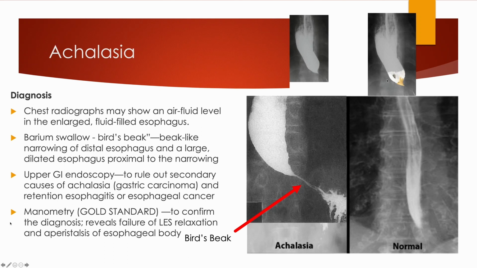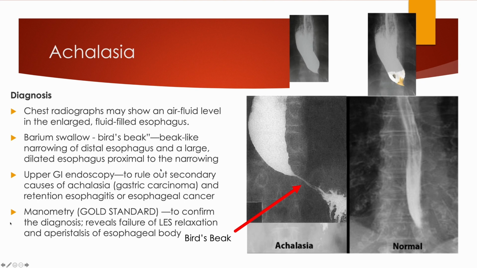But this is a really interesting Google search that I did. And so you can kind of see this looks like a bird's beak. And that's where the food or liquid is just trickling through that tight area. Other things that we do are upper GI endoscopy. And that's really to rule out other things like carcinoma, cancer. Because achalasia is bad, but cancer's worse. So we have to do the EGD to help rule out cancer.